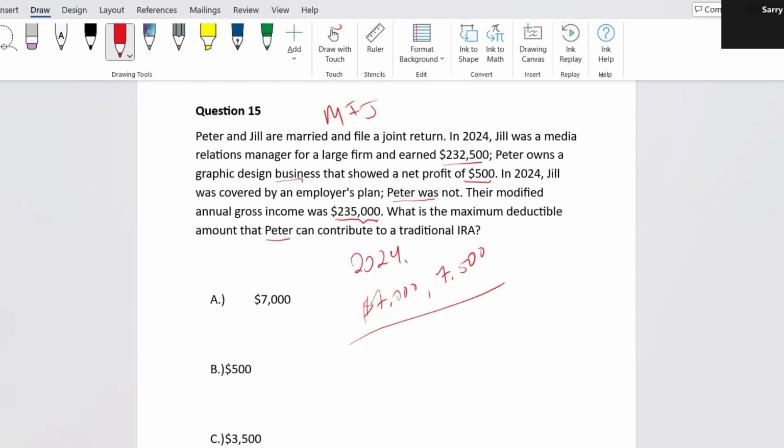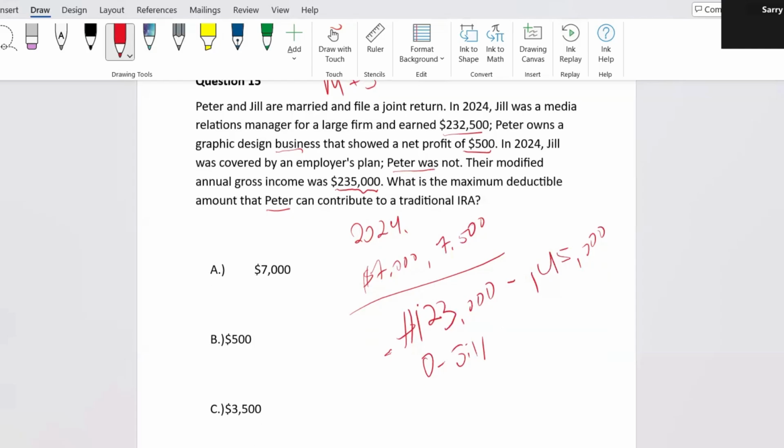Jill was. So we start with Jill first. The IRA limits for a covered spouse are $123,000 in AGI to $143,000. If your income is under 123 and you have an employer plan, then you can contribute up to either $7,000 or $7,500 depending on your age. If you are over 123 and up to 143, then there's a phase out. But Jill is way past that. She's at $232,000. So Jill can put zero. She can't put anything into it. For Jill, it's zero. But the question is asking about Peter. But just to make it easier, I always go through both spouses just to make sure you don't miss anything. So Jill is zero.